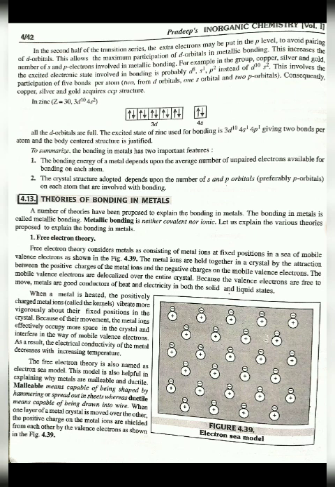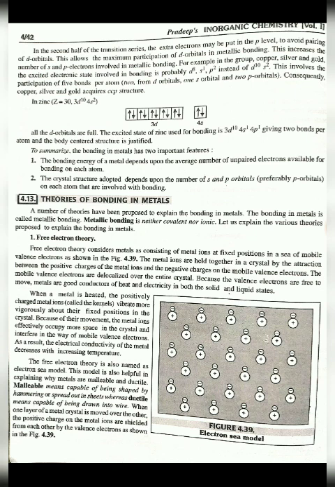Next, heading 4.13, theories of bonding in metals. A number of theories have been proposed to explain the bonding in metals. The bonding in metals is called metallic bonding. Metallic bonding is neither covalent nor ionic. Let us explain the various theories proposed to explain the bonding in metals.